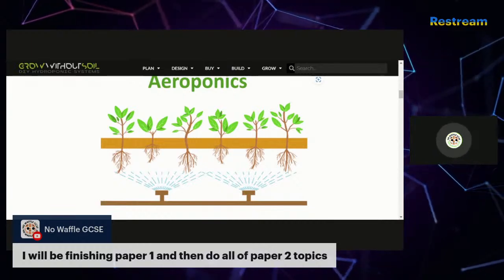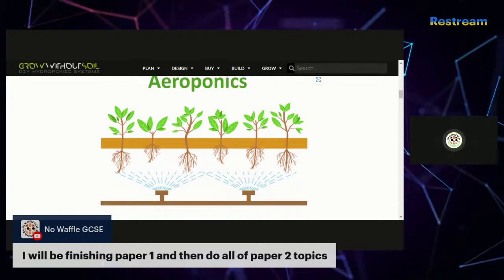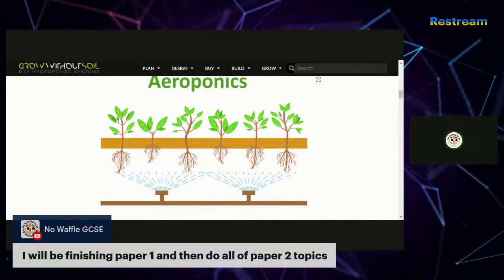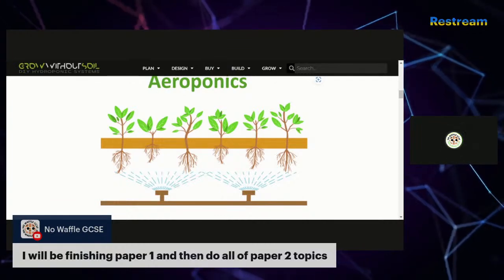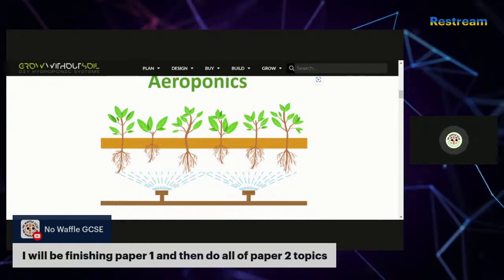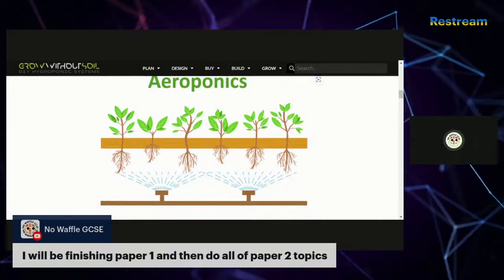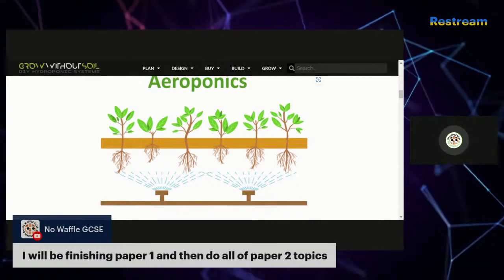Now we also have hydroponics. Hydroponics is physically growing the plants in a solution of water. This water is like a nutrient broth, sort of like what we looked at in GCSE biology.